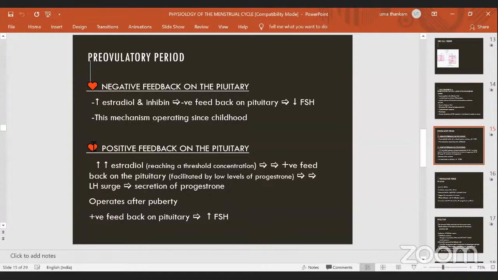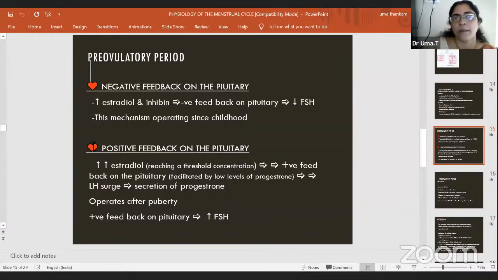Yes, ma'am. In the initial stage, it causes a negative feedback. Then, just in the pre-ovulatory phase, estrogen causes a positive feedback on the pituitary and causes ovulation because of the LH surge it causes. Okay.